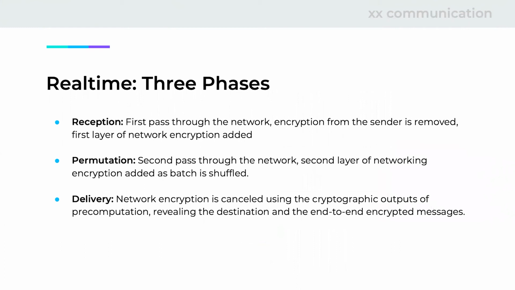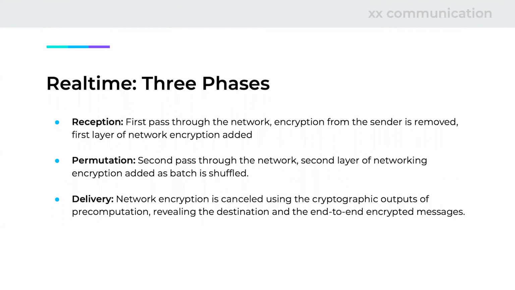That encryption is removed when more network encryption is added. The permutation phase is when it actually is mixed, further adding more encryption. Then the delivery phase is not a full network phase, but can be done just by the last node, and this is where the results of the pre-computation are used to strip the network encryption from the message and reveal the underlying payload.